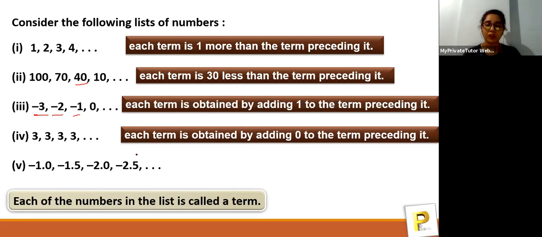For the next question, you have the numbers -1, then -1.5, then -2, then -2.5. Can anyone try and guess what is happening in this question? What do you have to add or subtract from the previous number so you get the next number? Can you guys tell me? Come on, try it.